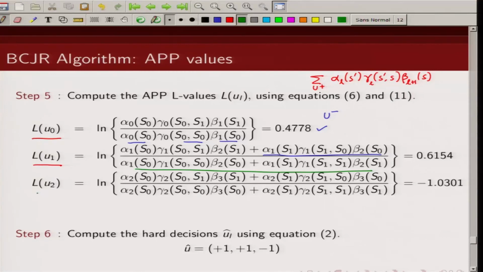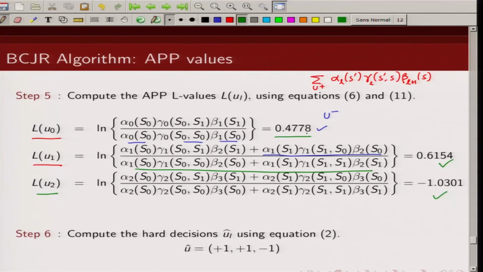Likewise, we compute the log likelihood ratios, the APP values, for all three information bits. Now, what is the final step? Once we have computed the log likelihood ratios, we see whether they are greater than 0 or less than 0. If they are greater than or equal to 0, we decide in favor of ul being plus 1, otherwise we decide in favor of ul being minus 1.